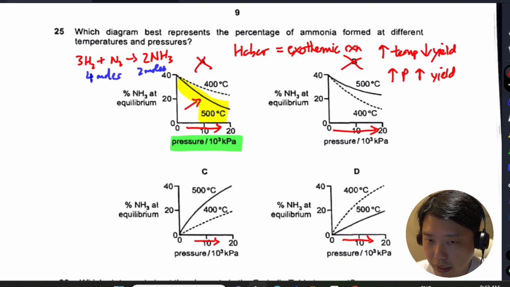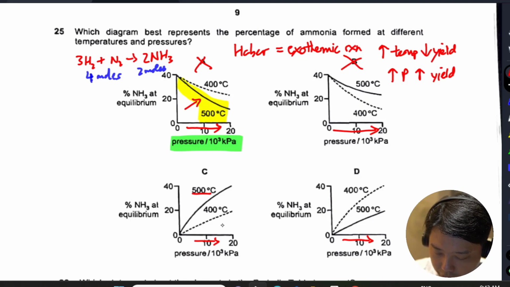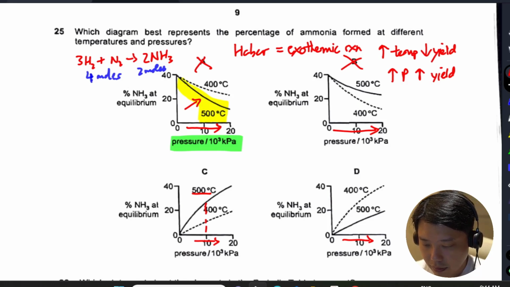Okay, both are okay. But now how about the temperature? Temperature says that the higher the temperature, the lower the yield. At a higher temperature, do we have lower yield at the same pressure? Let's see. Let's say at 10 times 10 to the power of 3 kilopascal, do we have more percentage yield? So this is wrong.